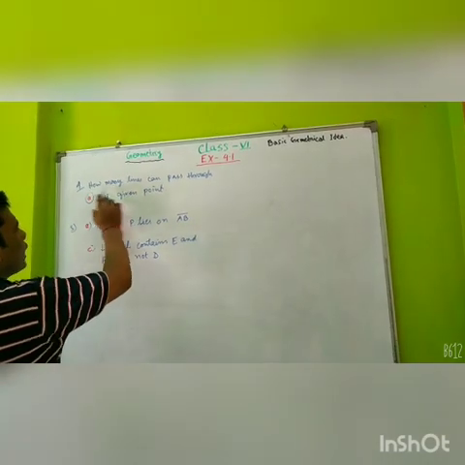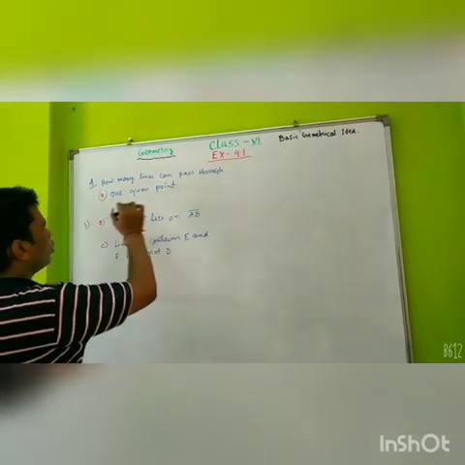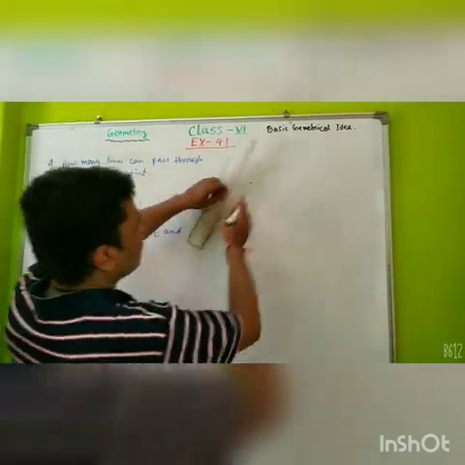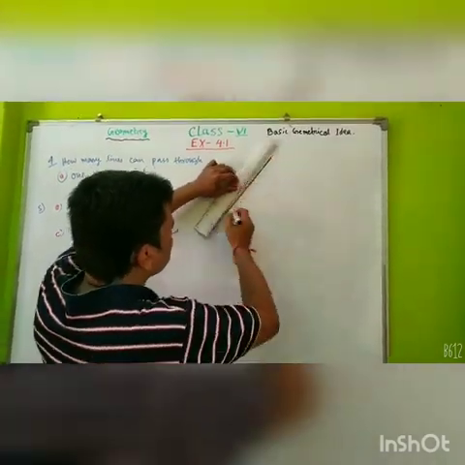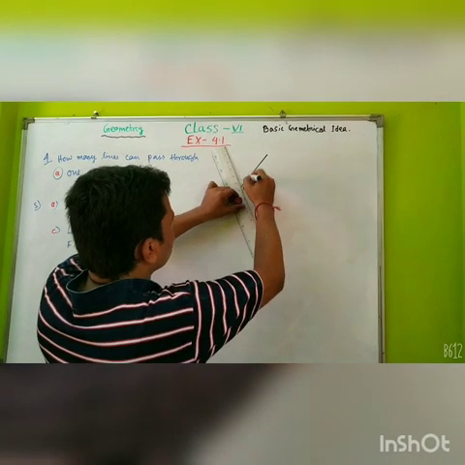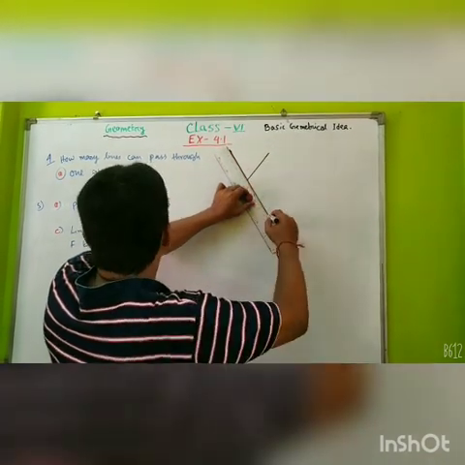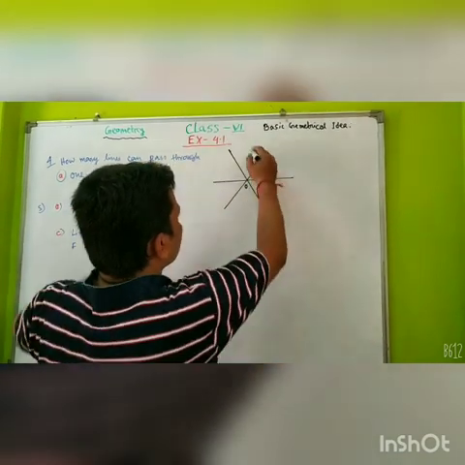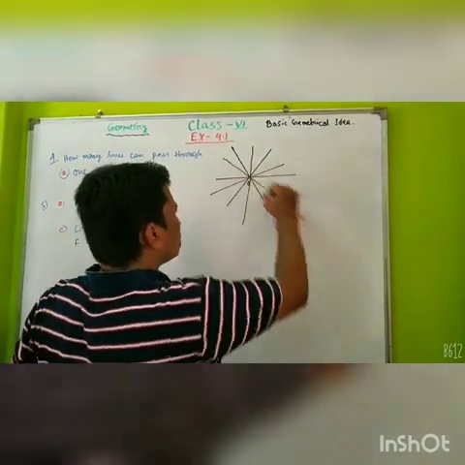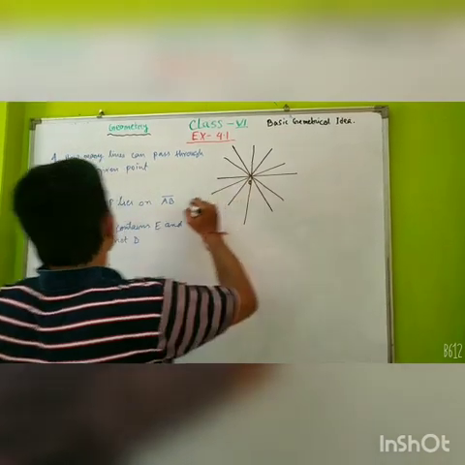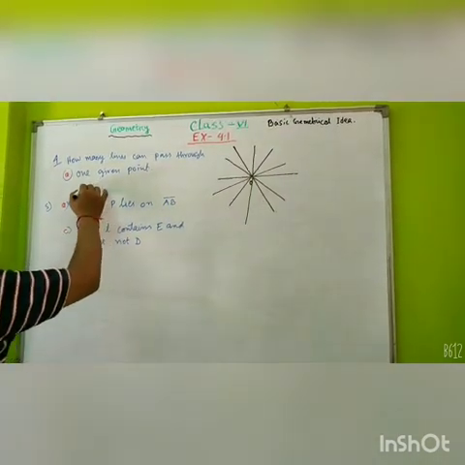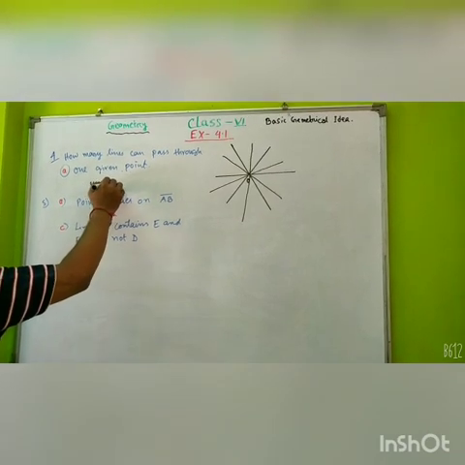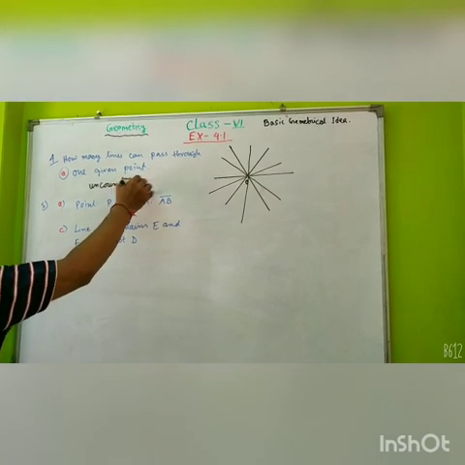Question number 4. How many lines can pass through one given point? This is a point. How many lines can you draw using this point, suppose point O? This is uncountable. We can draw uncountable lines, that is, infinity.